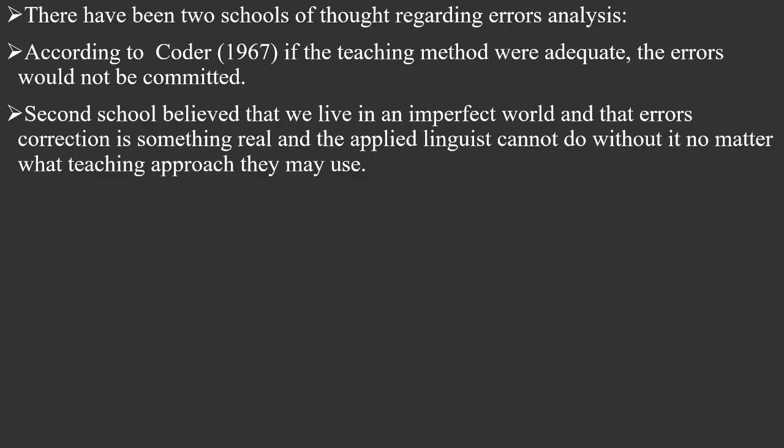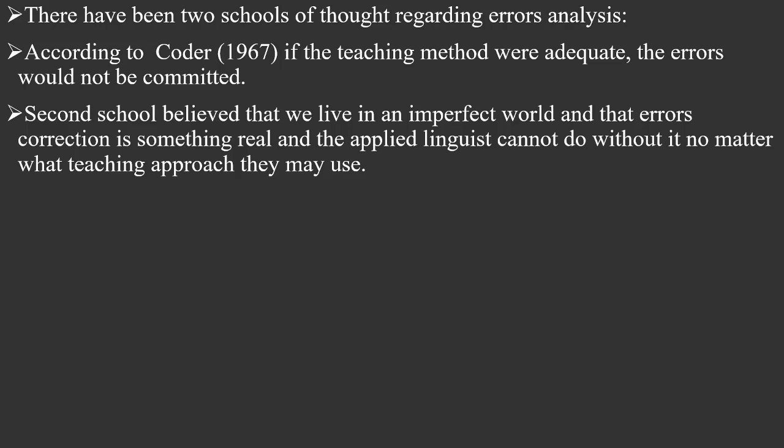So there have been two schools of thought regarding error analysis. According to Corder, 1967, if the teaching method were adequate, the errors would not be committed. So according to Corder, the making of errors is determined by the method. The teaching method is used by the teacher. Okay, if the teaching method is great, is kind of perfect, is communicative in a sense, the learners do not make mistakes. They do not make errors.